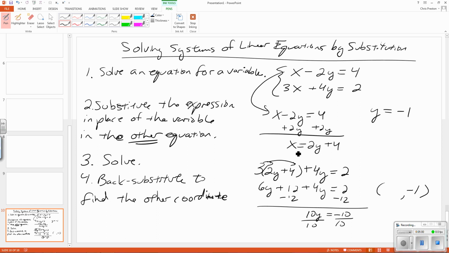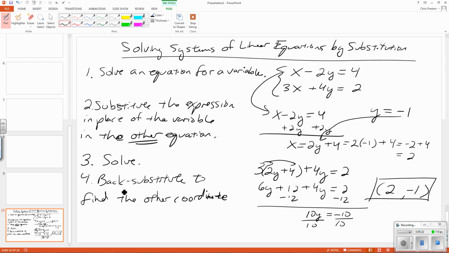Or notice we've already solved this first equation for x. We could stick the y in there. So 2 times negative 1 plus 4, that will tell us what x is. So negative 2 plus 4, so x must be positive 2. So our solution is (2, negative 1).